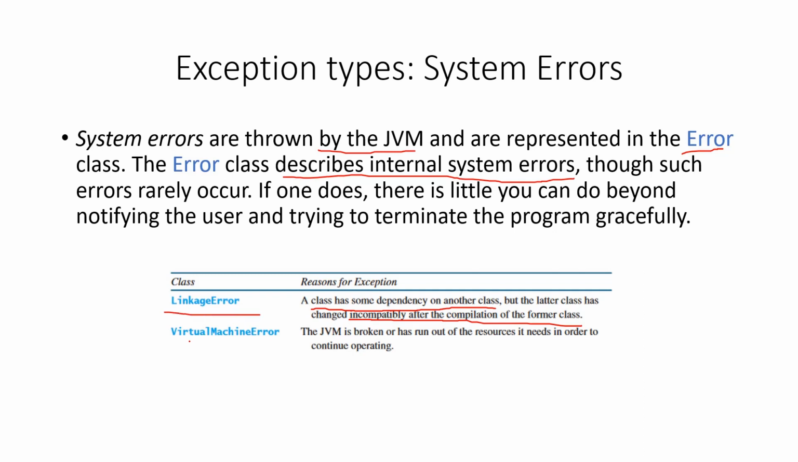The second is VirtualMachineError. The VirtualMachineError happens when, for example, our Java Virtual Machine that works under Java has some kind of error, or it runs out of resources. And these two errors are not possible to handle with exceptions.